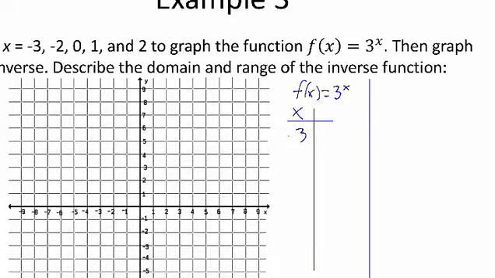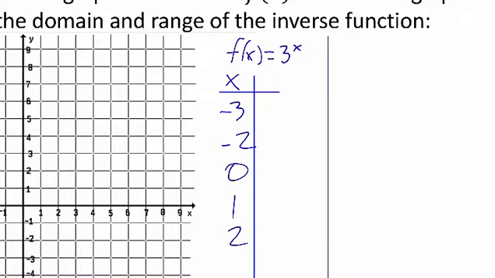So -3, -2, 0, 1, and 2. I don't know why I skipped a -1, but I did. So plug in a -3. 3 to the -3rd power is the same as 1 over 3 to the 3rd, which is 1 over 27. Plug in a -2, you do the same route, you end up with 1/9. 3 to the 0 is always 1. 3 to the first is 3. 3 to the second is 9.